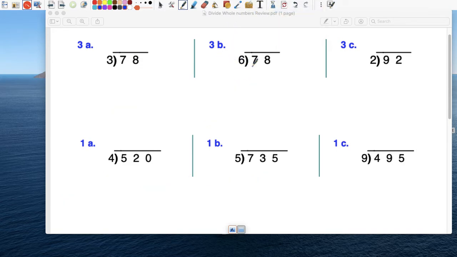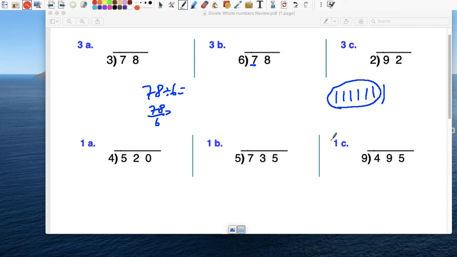Next one, 78 divided by 6, and again, I'll write it here on the side, or 78 over 6. They all mean the same thing. So let's look at the first number, which is a 7. 1, 2, 3, 4, 5, 6, 7. Can I make a group of 6? Yeah, I can. Only one. I can't make another one. So 6 goes into 7 one time. 6 times 1 is 6. Let's subtract. 7 minus 6 is 1. What do I do next? I bring the 8 down.